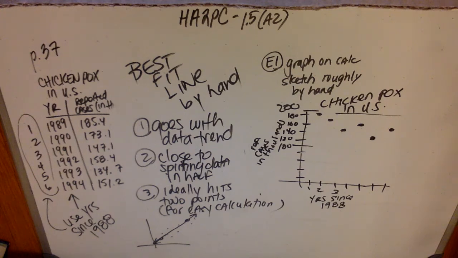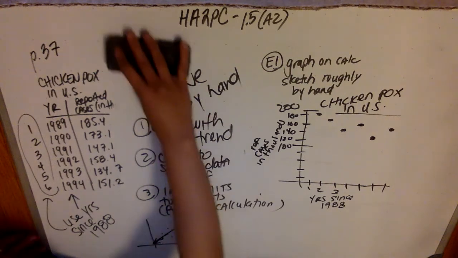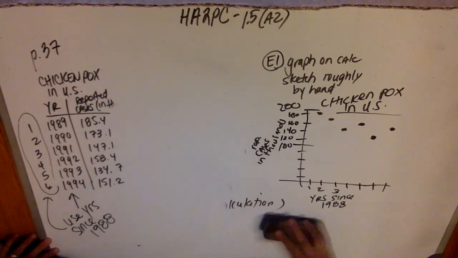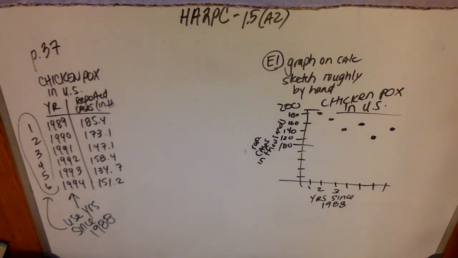What we're going to do instead with this example is talk about how to find one on your calculator. So on your calculator, a line of best fit is called a linear regression.